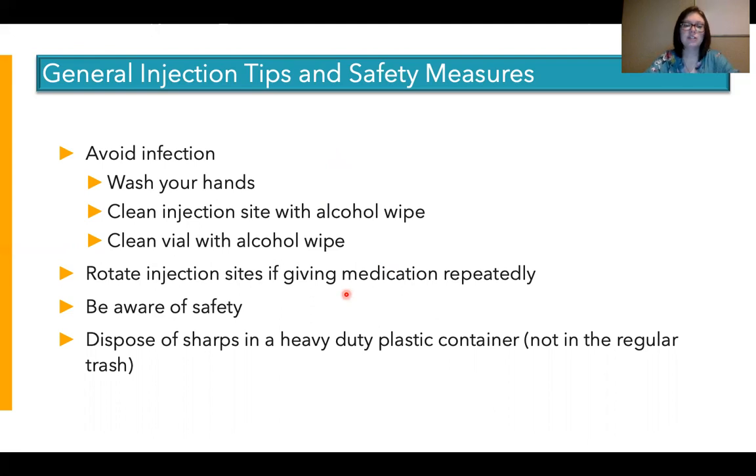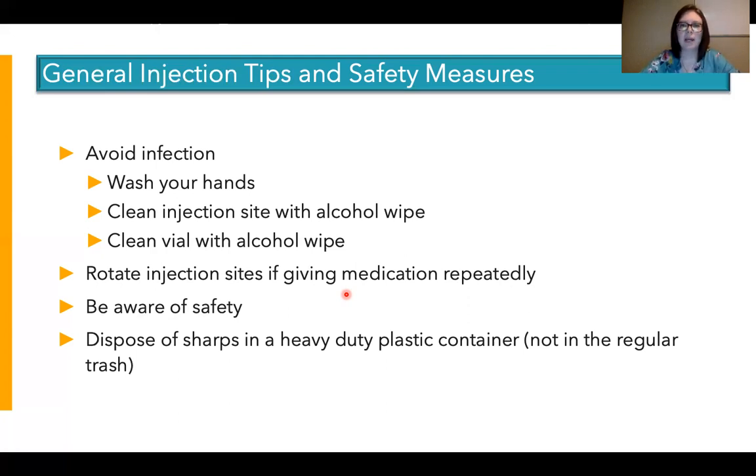So different injections have different safety mechanisms. Sometimes the needles will retract after you give a medication. Sometimes there's a little cap that you can flip to cover the needle after you give it. So just being aware of if there is a safety mechanism on there, and understanding what it is. Of course, if there isn't any kind of safety mechanism there, we don't want to try and recap a needle after we give an injection. You want to just put it in your sharps container that you have at your home.